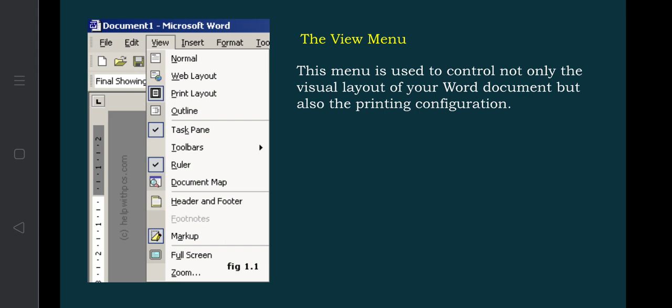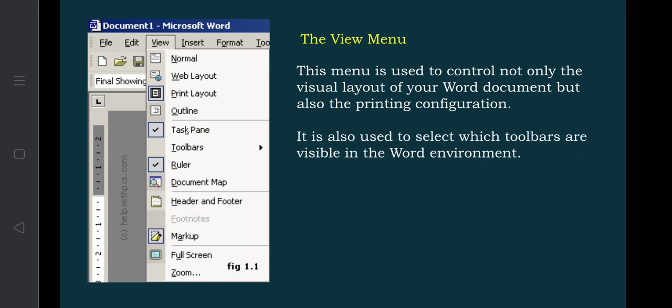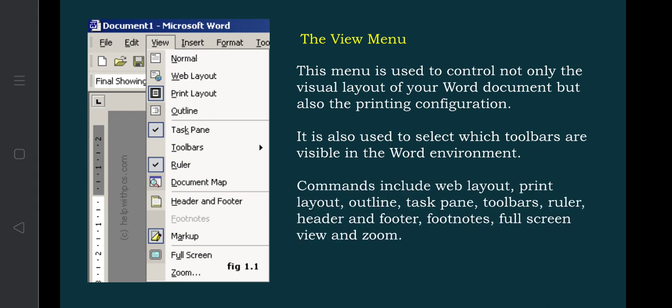The view menu is used to control not only the visual layout of your document but also the printing configuration. So while printing, how the document will look like, that also will be given by the view menu. And it is also used to select which toolbars are visible in the Word environment. So what are the tools we need and which we don't need, we can either make it visible or invisible. Commands include web layout, print layout, outline, task pane, toolbars, ruler, header and footer, footnotes, full screen, view and zoom. So there are so many layouts and views which can be made visible by the view menu.